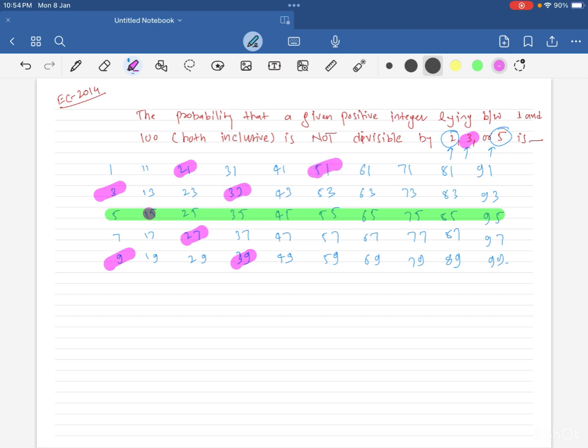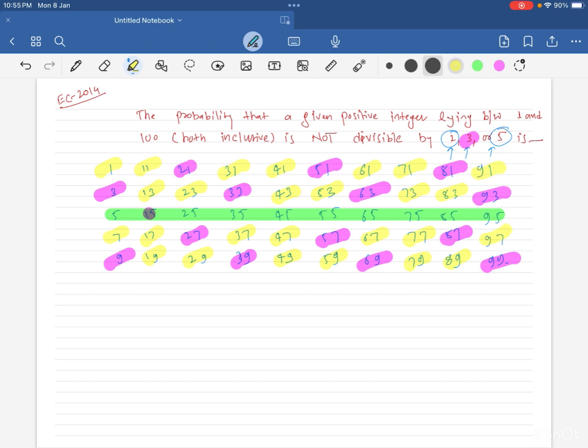51 and 57, 63 and 69, and here 75 is already 81 and 87, not 91 but 93 and 99. Now we are left with how many? So that is 1, 2, 3, 4, 5, 6, 7, 8, 9, 10, 11, 12, 13, 14, 15, 16, 17, 18, 19, 20, 21, 22, 23, 24, 25, 26.